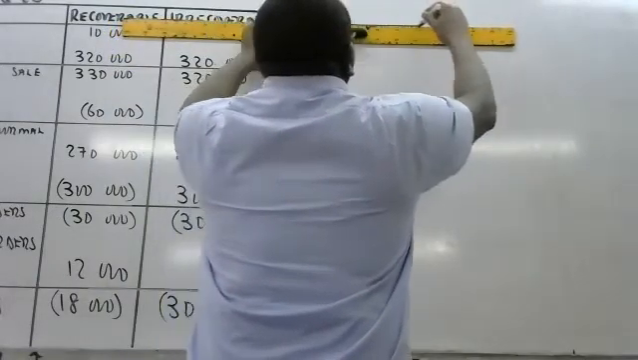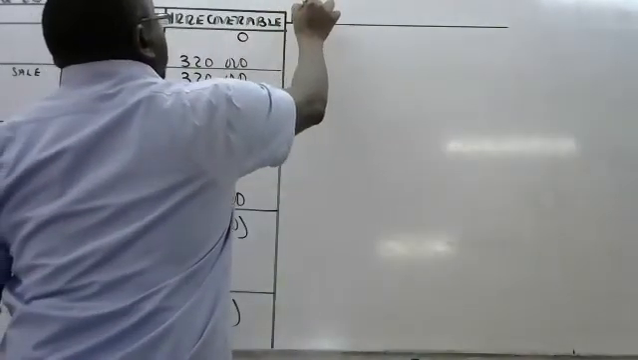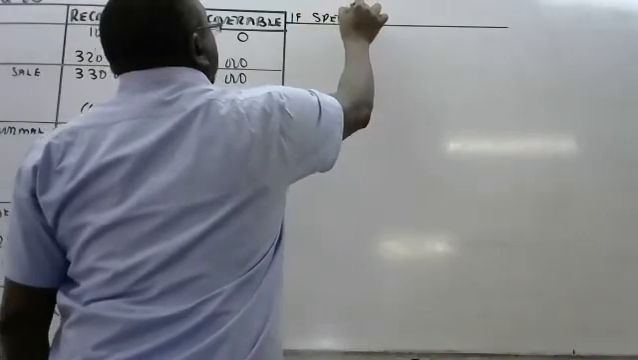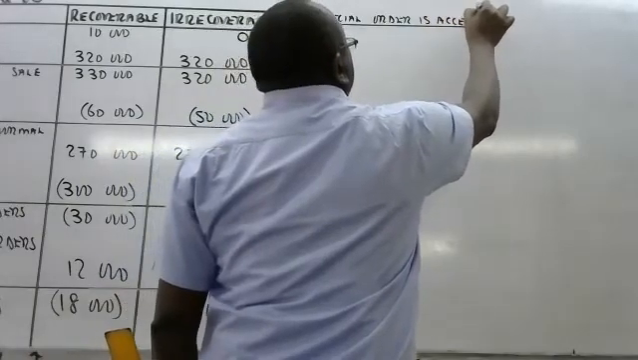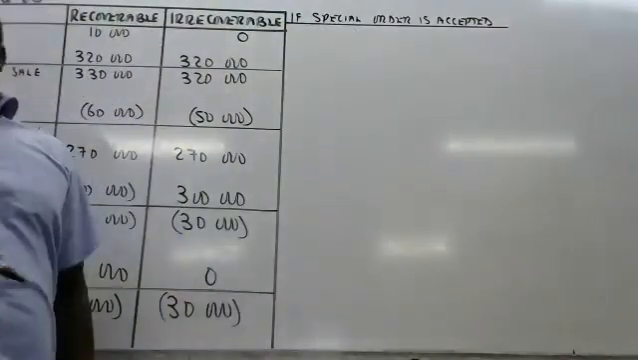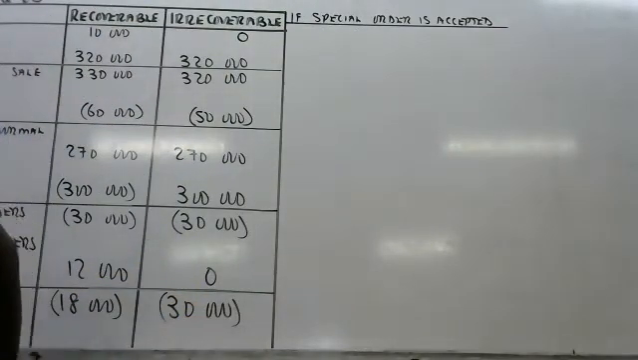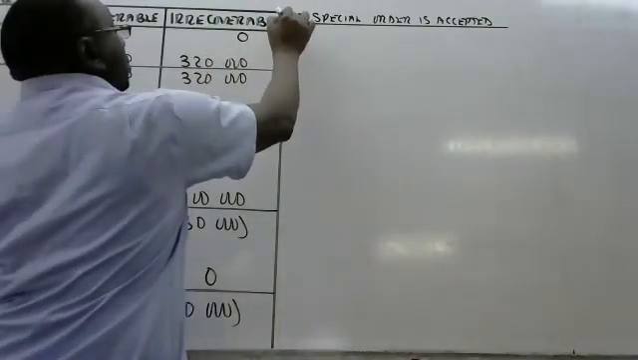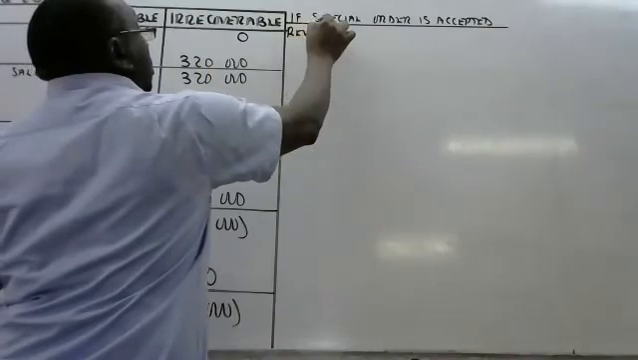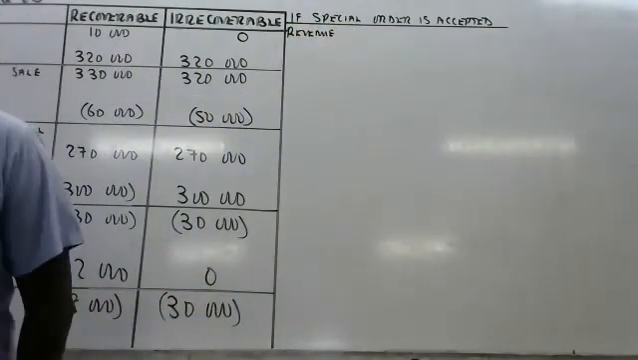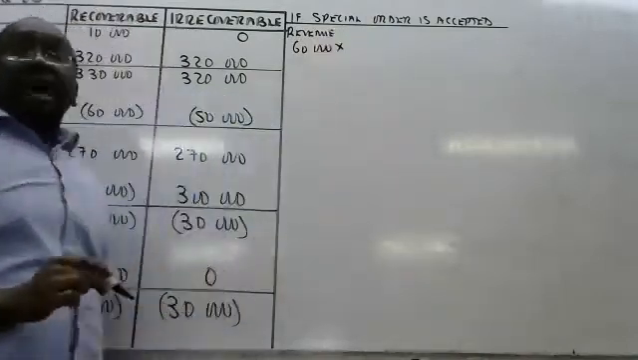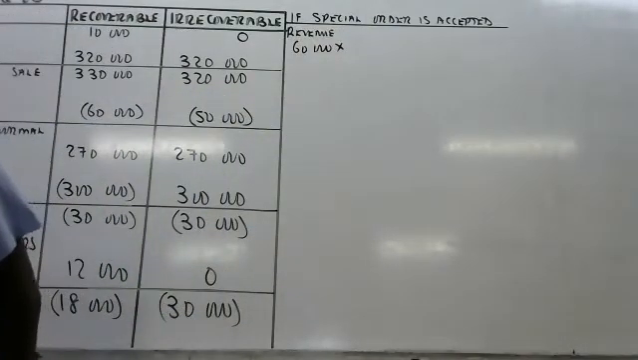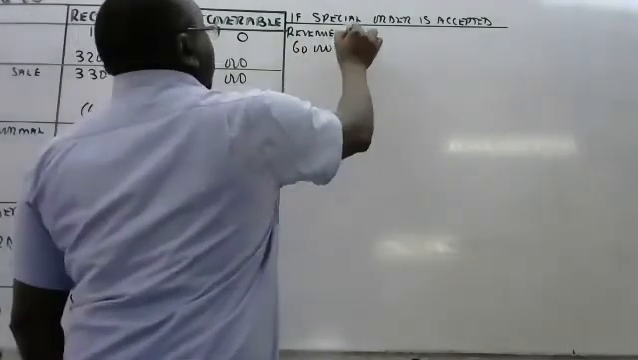The analysis will be like this. If special order is accepted, we are going to have revenue. This special order is 60,000 units, and these fellows are saying they are willing to pay 1,700.